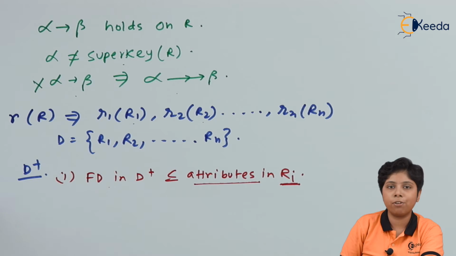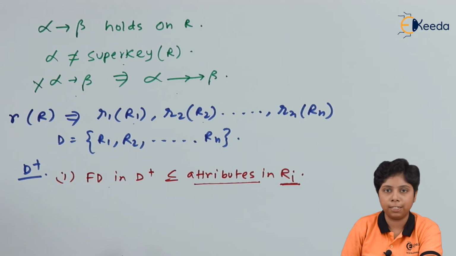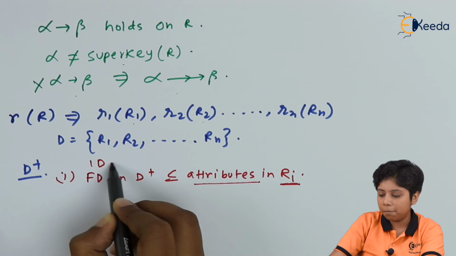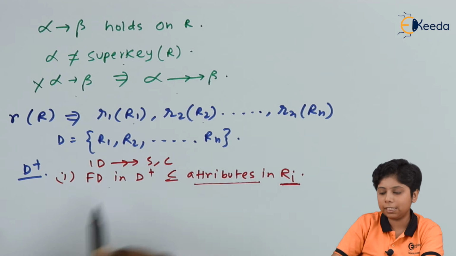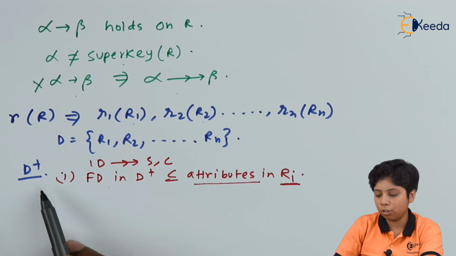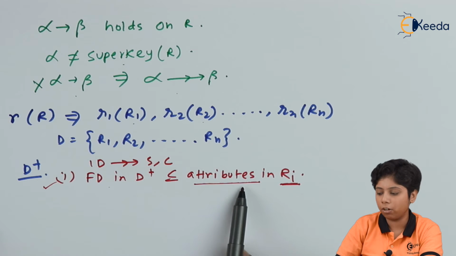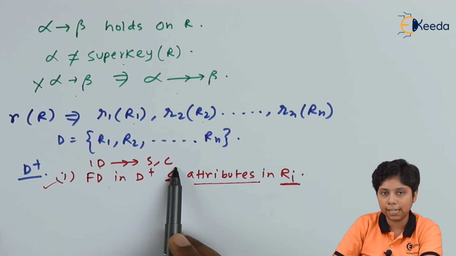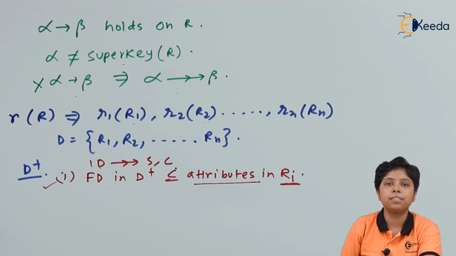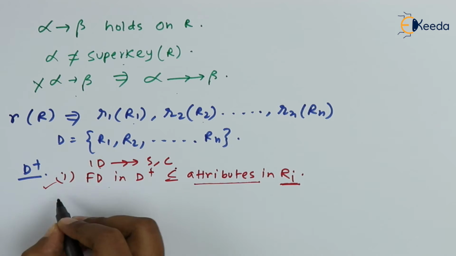Say for this address, city, or the ID, street, city. So the ID multivalued street, city is a part of this first relation, because the FD in D plus consists of the attributes ID, S and C. That is the relational schema of that Ri.